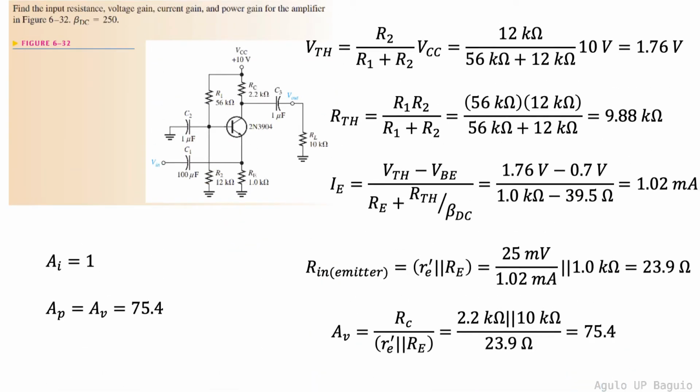To find the input resistance and the voltage gain, we first need to find the AC emitter resistance. We Thevenize the circuit and solve for the Thevenin voltage and resistance. We obtain them to be 1.76 volts and 9.88 kiloohms respectively. The emitter current is solved to be 1.02 milliamperes. We can now get the input resistance and obtain a value of 23.9 ohms. The voltage gain is also obtained to be 75.4. The current gain is unity, and the power gain is equal to the voltage gain of 75.4.